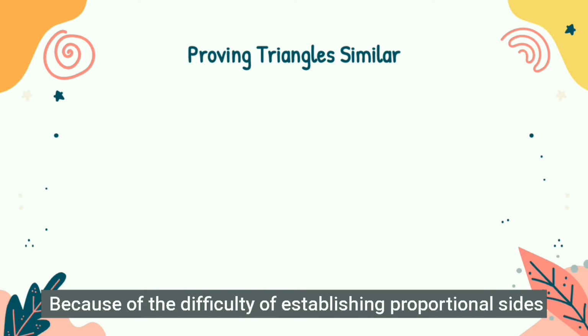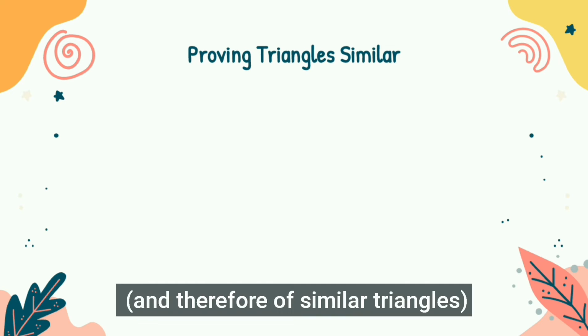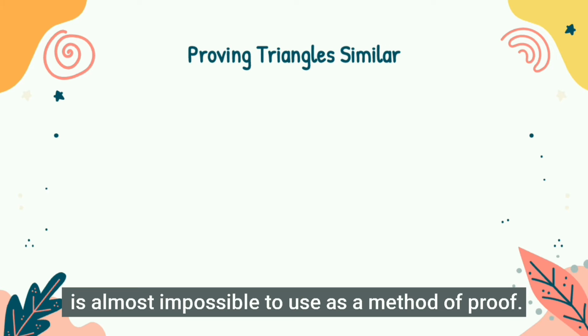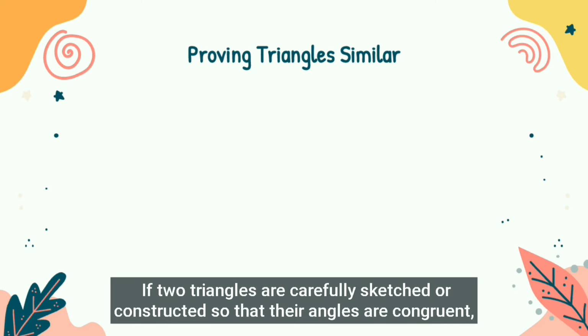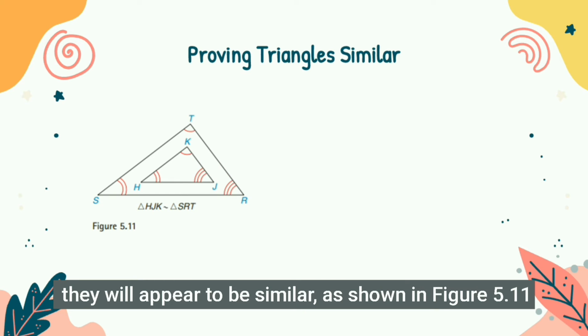Because of the difficulty of establishing proportional sides, our definition of similar polygons, and therefore of similar triangles, is almost impossible to use as a method of proof. Fortunately, some easier methods are available for proving triangles similar. If two triangles are carefully sketched or constructed so that their angles are congruent, they will appear to be similar, as shown in figure 5.11.